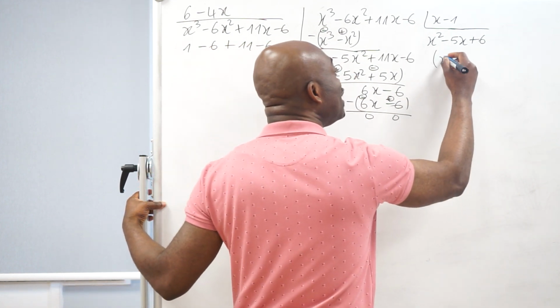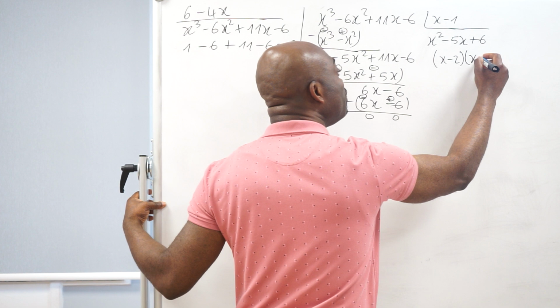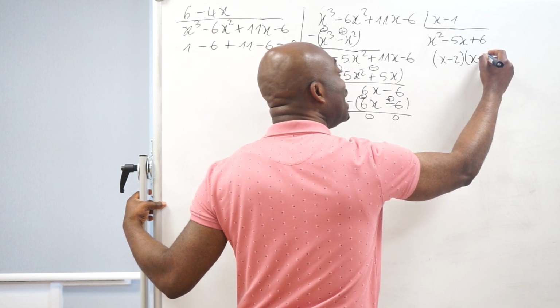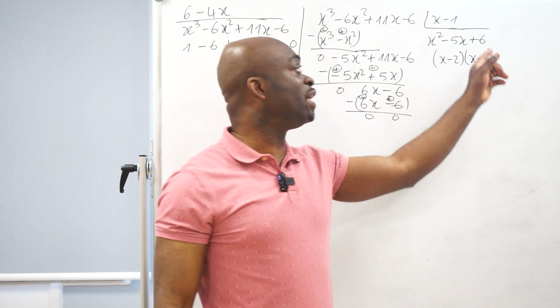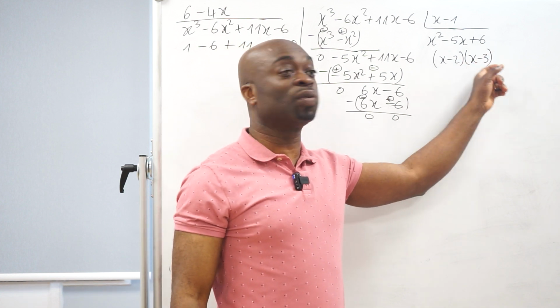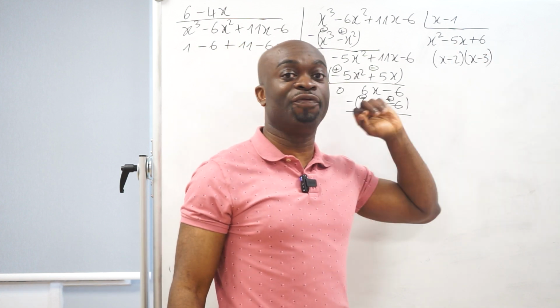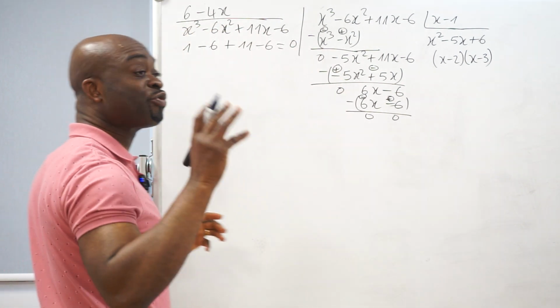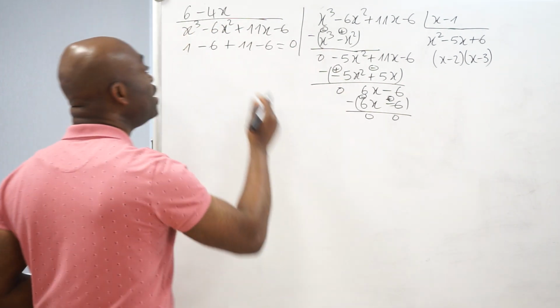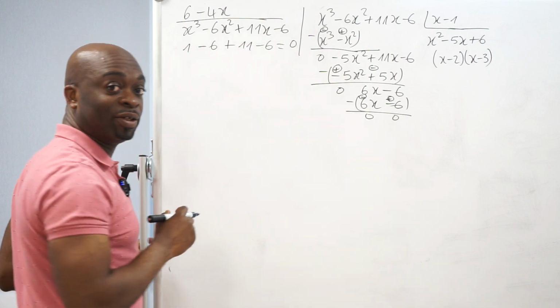Because it's negative 2 and negative 3, we end up with x minus 2 and x minus 3. Because again, negative 2 times negative 3 is positive 6, and negative 2 plus negative 3 is negative 5. Bingo. You're done with that. So that means that we end up with 3 factors after breaking down the denominator.